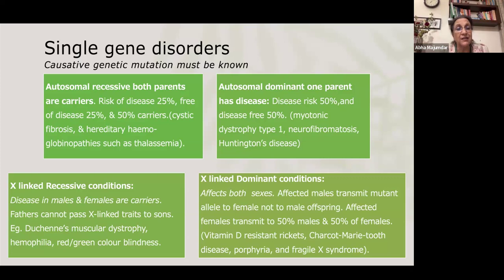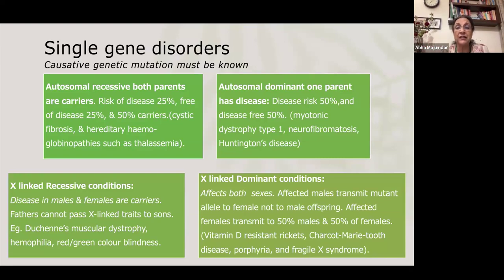They don't pass the X. Only mothers pass the X to their sons to be diseased, or the fathers will pass the Y chromosome to the son, so he cannot be diseased. X can make the daughter a carrier again. So Duchenne's muscular dystrophy, hemophilia, red-green color blindness all come into X-linked recessive conditions.